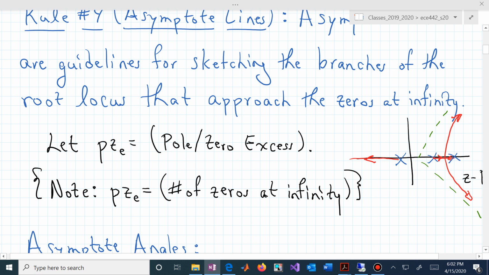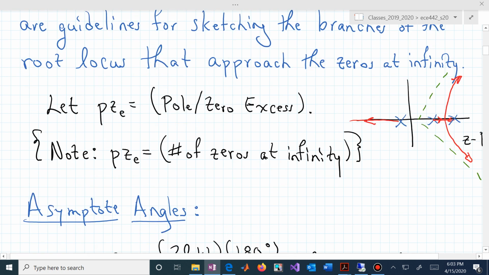Let's let PZ sub E be our notation for the pole zero excess. In this case, to the right, what is our pole zero excess? We have 3 poles, we have no finite zeros, and that's what we use number-wise to determine our pole zero excess. We have 3 minus 0, so a pole zero excess of 3, or we actually have 3 zeros at infinity. So that's what this note says. The pole zero excess is really another way of labeling the zeros at infinity.